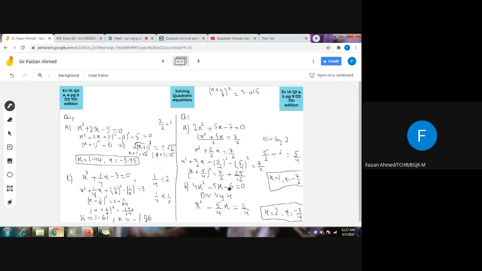I will shift this minus 6 on the other side. So it will be positive 6 divided by 4, and the whole side will be divided by 4. This will be cancelled out. This will be x², this is minus 5/4 x. Again, I have converted my question in the same form. Now the method is the same.